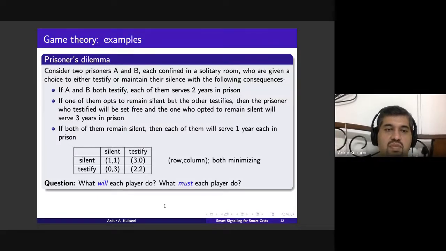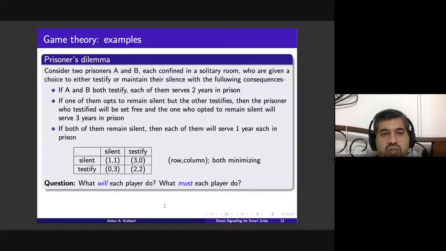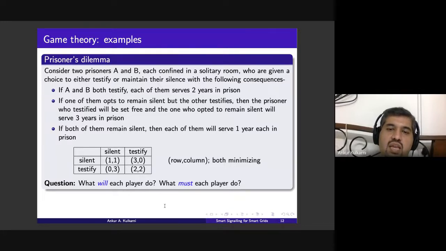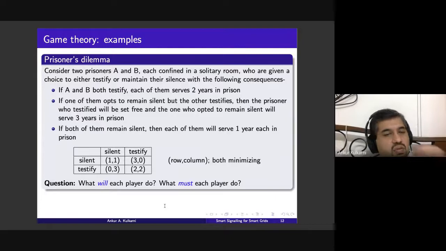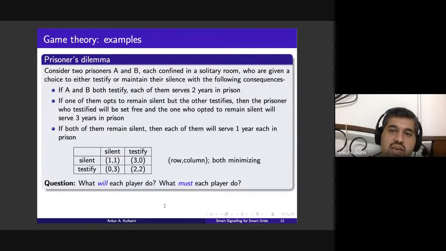So here is one famous example. It is what is called the prisoner's dilemma. The prisoner's dilemma comprises two prisoners, let's say A and B. They are each held in solitary confinement in two different cells, and they are both given two choices. They have both been accused, they're suspected of a certain crime, and they have two options. They can each testify against the other person, or they can remain silent.